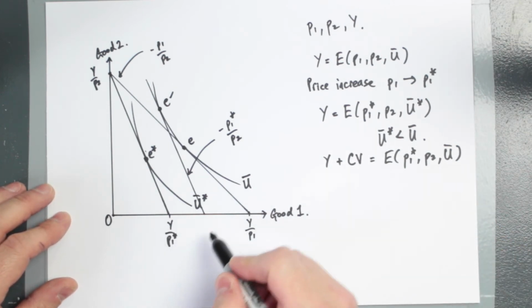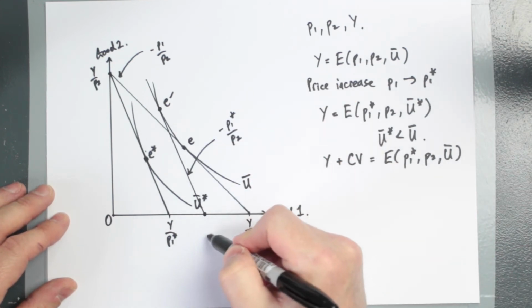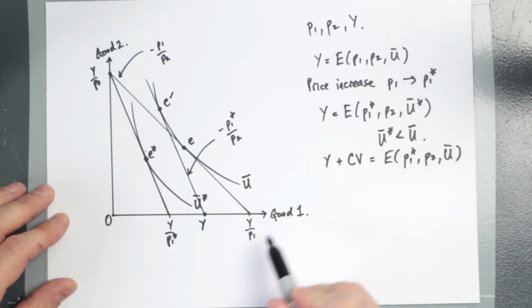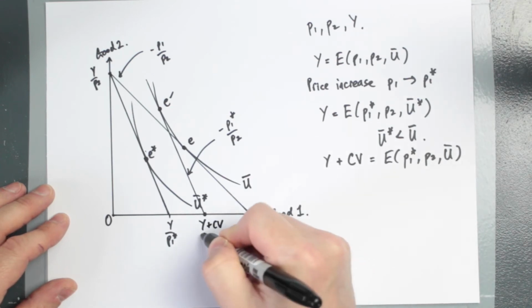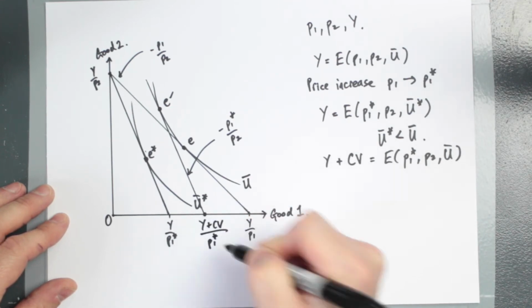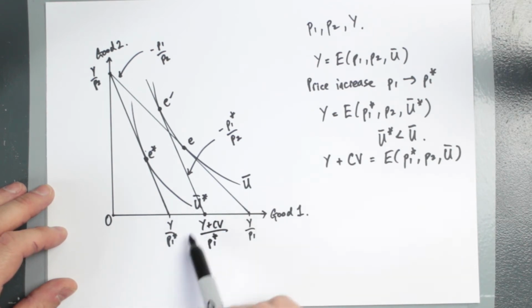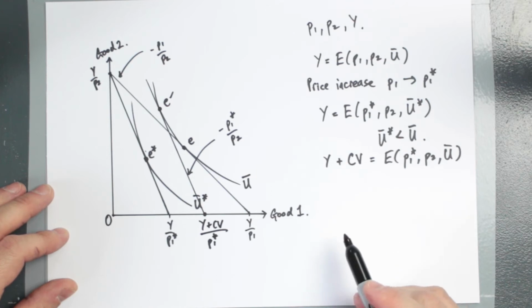So looking at this diagram, if I took this point here and asked how can I read off the level of income, essentially I'm saying if the consumer took this money and spent it all on good 1, they have Y plus CV, and then divided by P1 star would be precisely what this point here is on the axis. So that gives you one way of finding this amount. And if I know this point here and I know this point here, I can calculate the compensating variation.